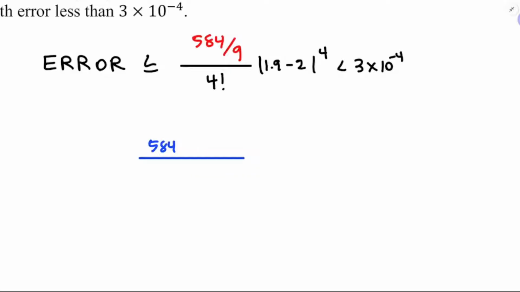we'll just set up a big fraction: 584 divided by 9 and 4 factorial. And then negative 0.1 to the 4 is going to be 10 to the 4 in the denominator. Okay, so that's where the 10 to the negative 4 is coming from. Let's think about this.